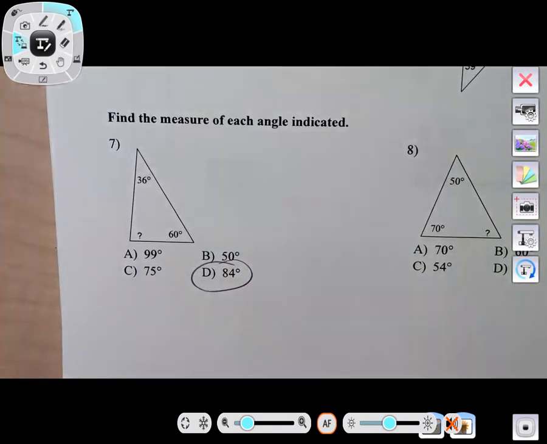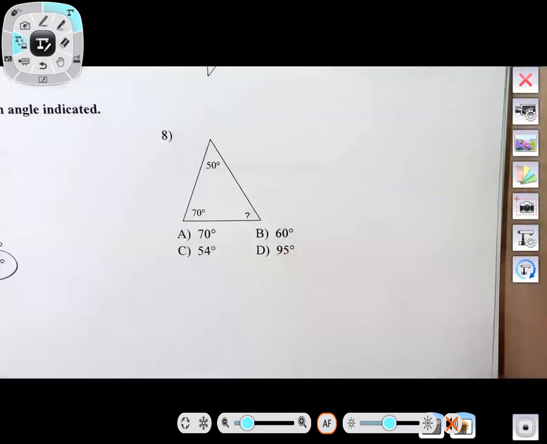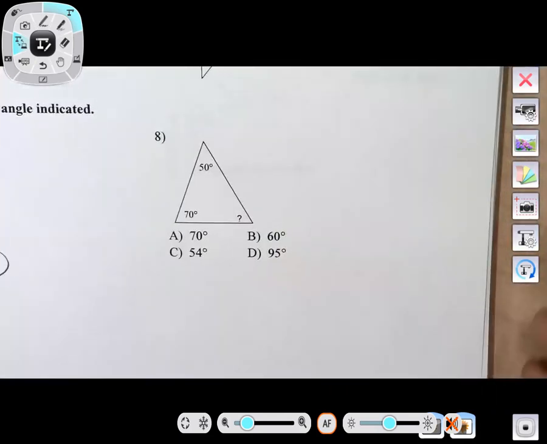Of course, you guys can use calculators tomorrow. So feel free. So when I look at number 8, I'm doing the same thing. I have 50 and 70. So what's got to be left? Mary? 60 is correct on that one.